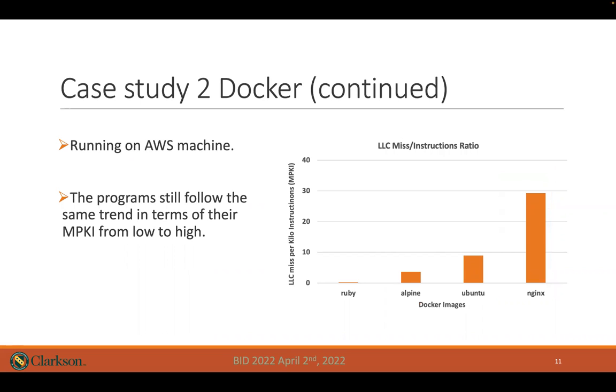We did another run of this case study on the AWS machine. We found that the number of cache misses can vary for each processor due to the different hardware configuration and the cache structure of the processors. But the programs still follow the same trend in terms of their MPKI from high to low. That is, the interpreter programs still maintain a very low MPKI on average, and the web server programs still have very high MPKI on average.